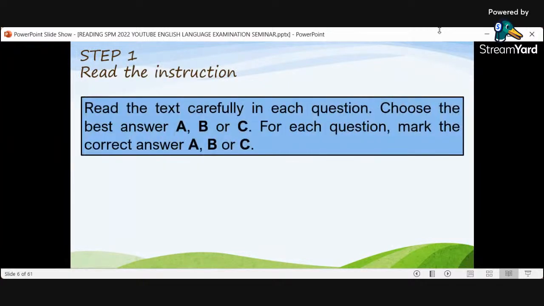So read the instruction. The instruction here says, read the text carefully in each question. Choose the best answer, A, B, or C. For each question, mark the correct answer. The one that I've chosen here says mark. In your exam paper, they might say circle. Another question paper might say choose. So you have to read the instruction and make sure you do what has been instructed.